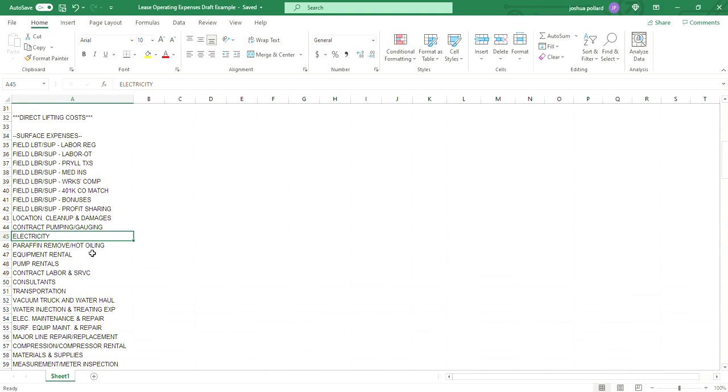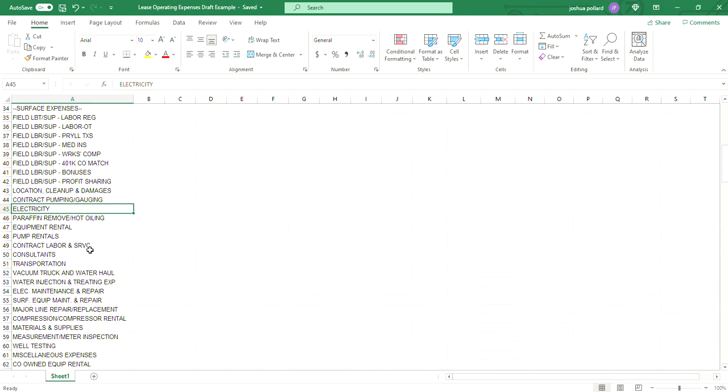Paraffin, hot oiling. If you deal with paraffin, that can always be a problem. And again, I'm going to try not to get into all this. I just want to give you a general overview of the LOS, and we can make more videos diving into the actual stuff with this.